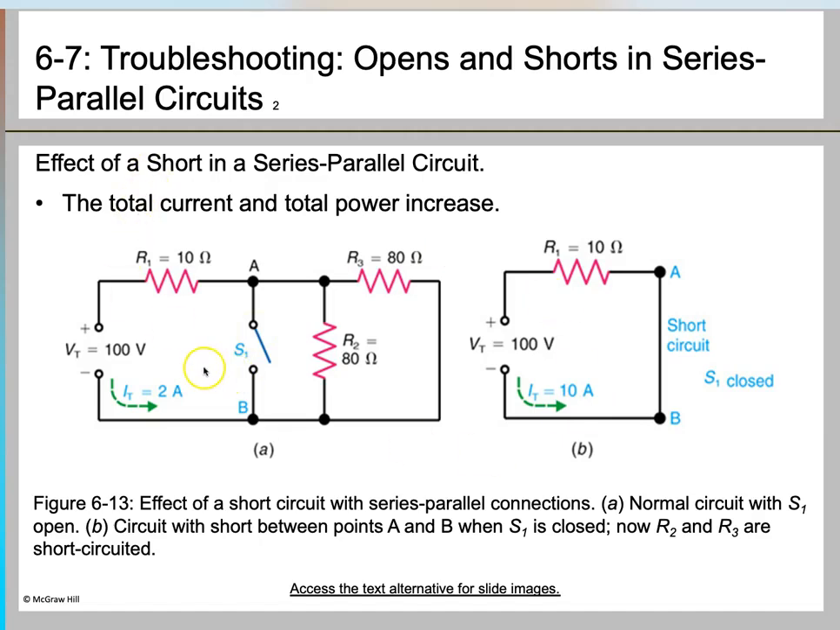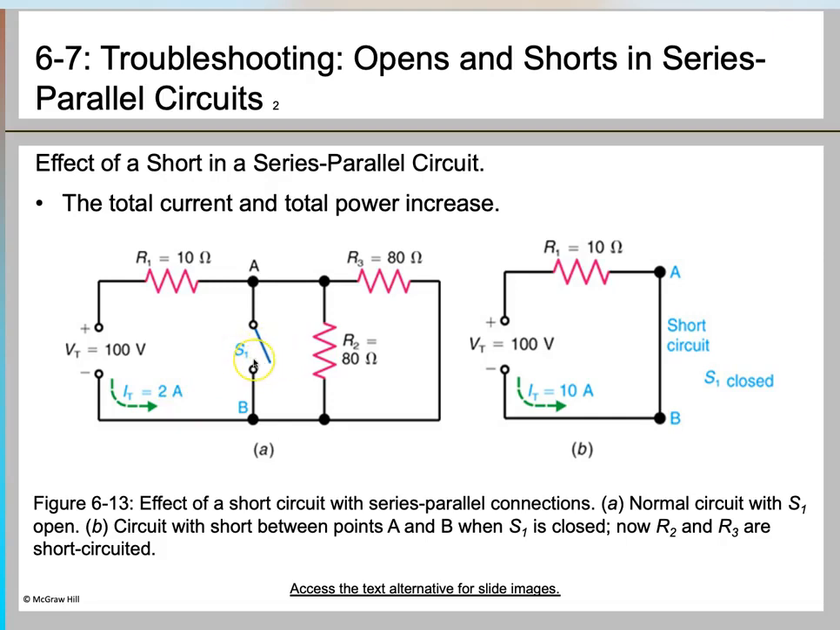In this circuit you have a series resistance, and then you have a parallel branch also. And then there is this switch S1, which is right now disconnected. We are going to see the effect of this switch when it is closed and when it is open. Then we have three resistances, R1, R2, and R3, and some voltage VT of 100 volts. So let's see the effect when S1 is shorted.